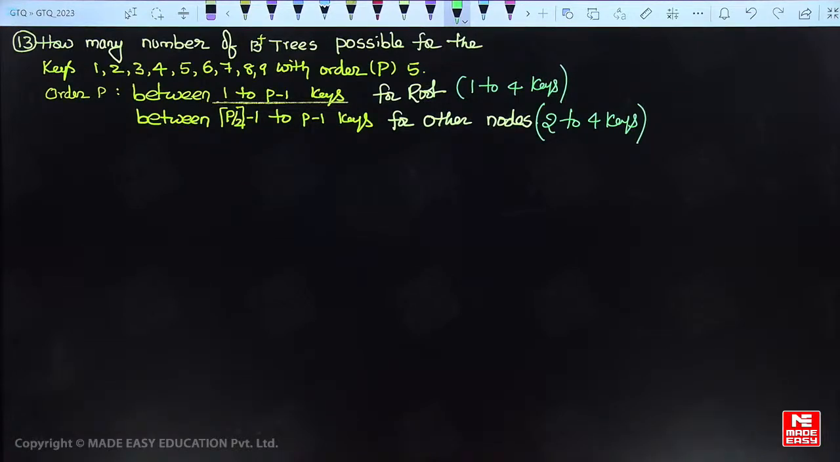All the keys must be at the leaf level. You should also consider left biasing as well as right biasing.